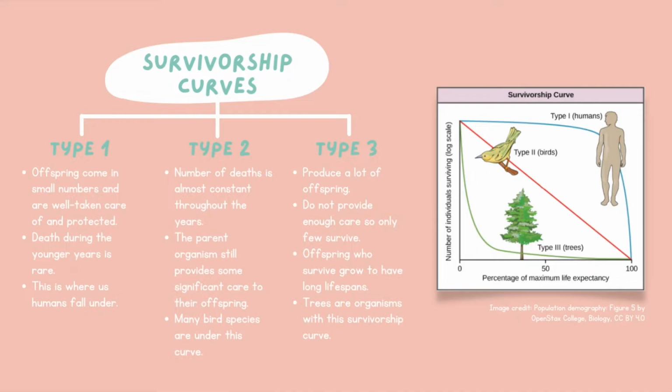Meanwhile, organisms displaying type 3 survivorship curves tend to produce a lot of offspring yet do not provide enough significant care, so only a small number survives. However, offspring who are able to survive commonly grow to have long lifespans. We can visualize the type 3 curve in the shape of the letter L. The most common example of an organism with this survivorship curve are trees.